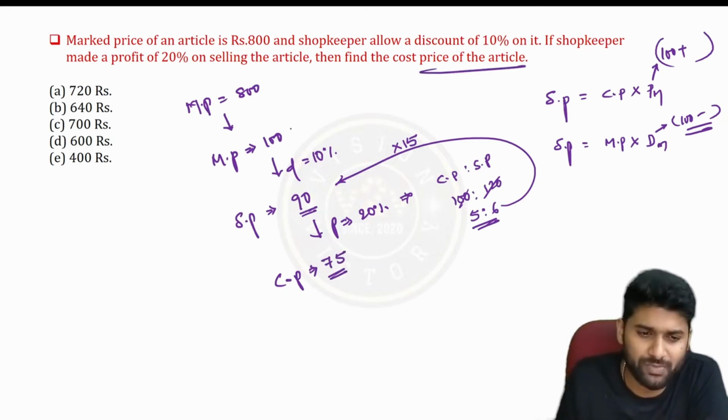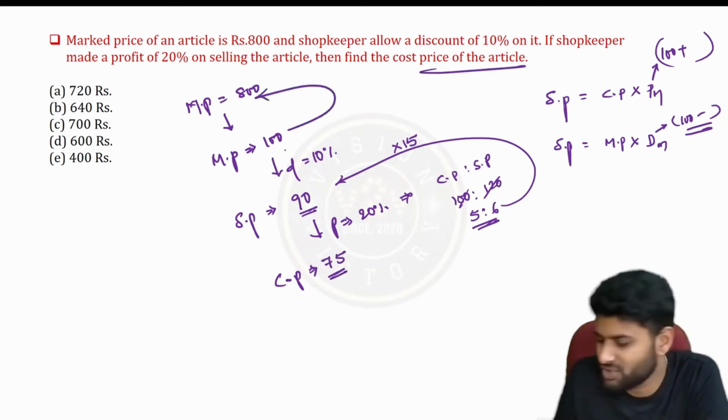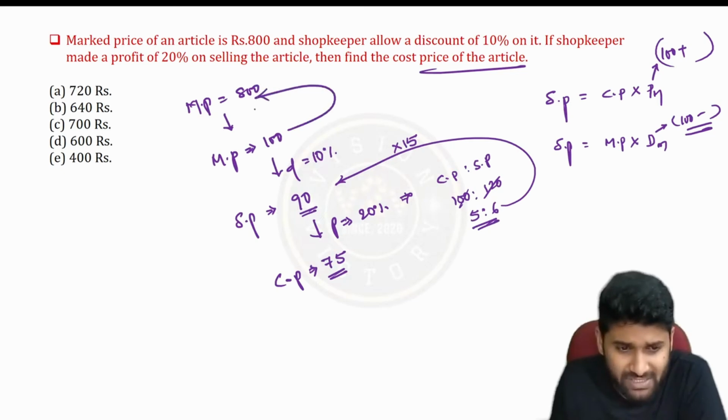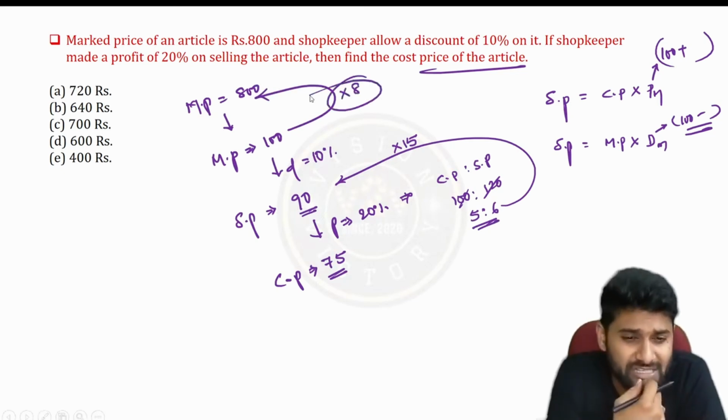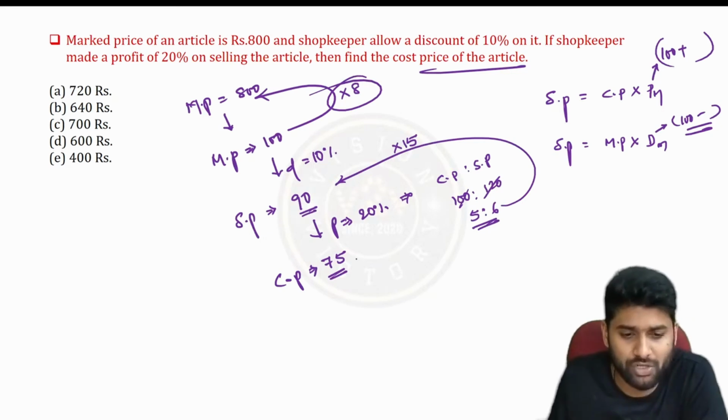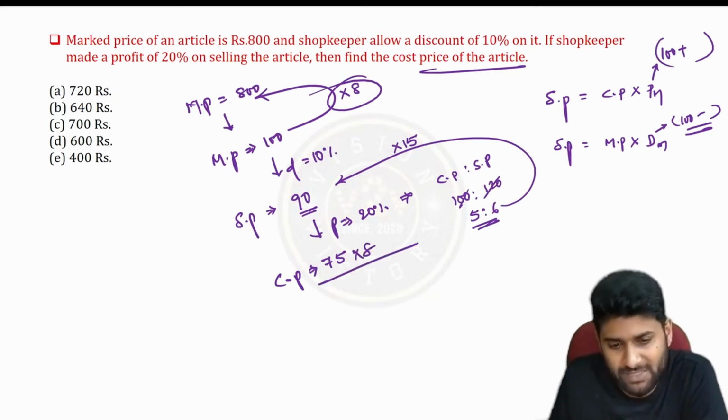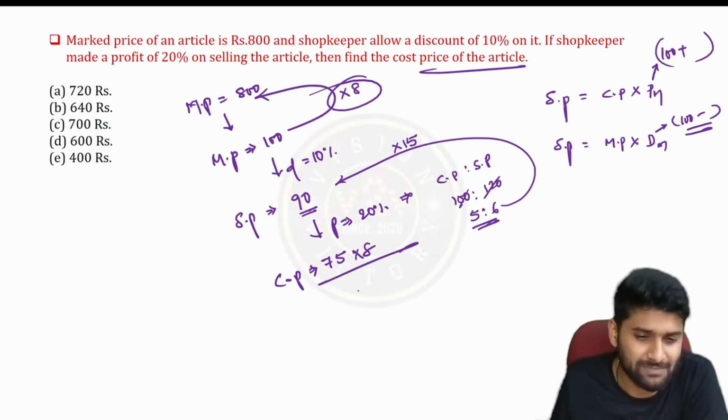Now, the question: what is the cost price? According to our assumption, we are assuming market price is 100 units, but according to the value, it is exactly equal to 800 rupees. Then each unit is exactly equal to 8 rupees. Now, what about the cost price? 75 must be multiplied by 8, which gives you the answer.